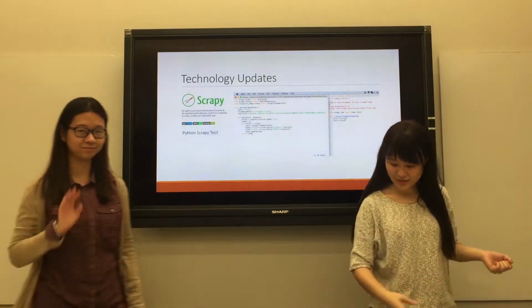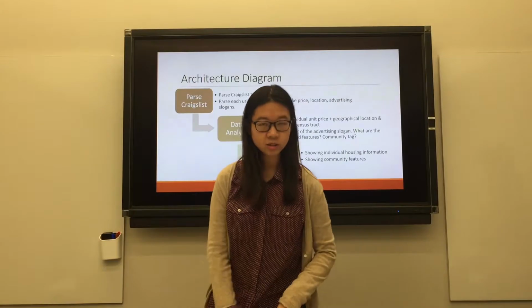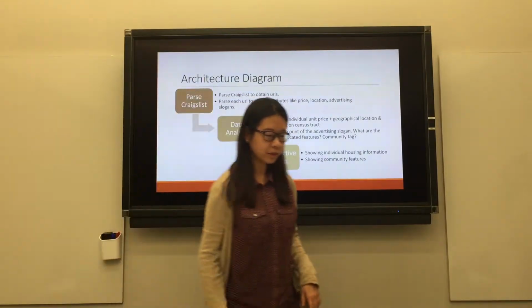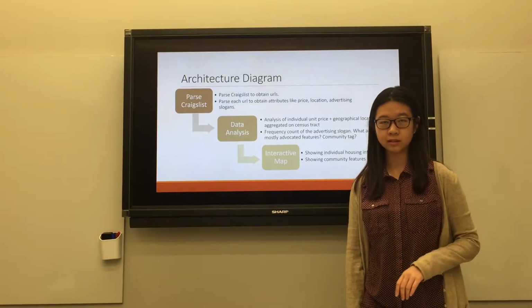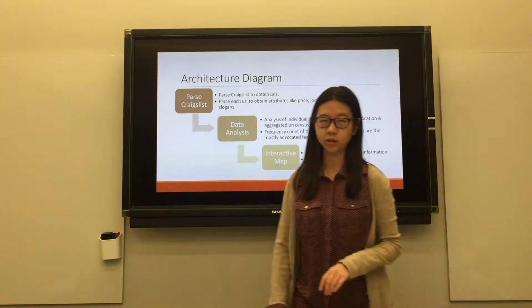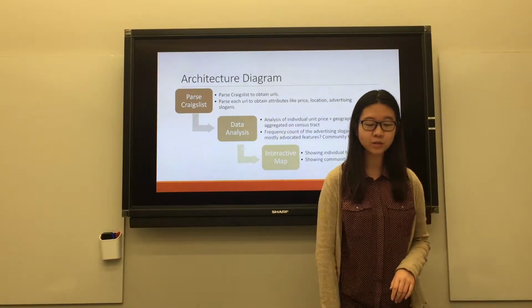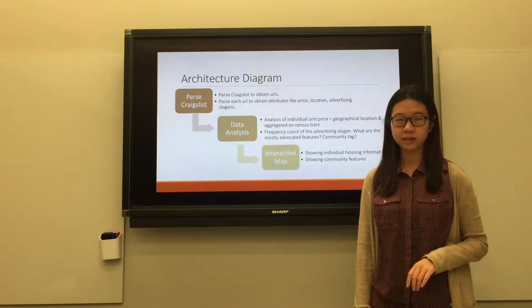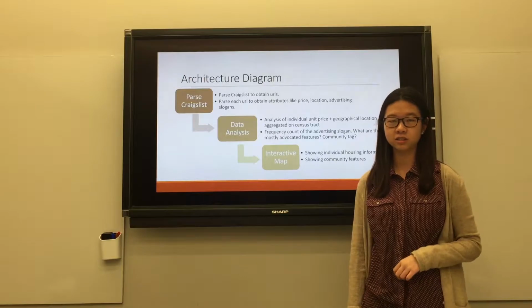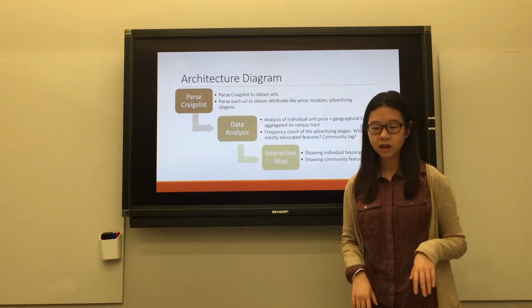So Shunan will continue. Okay, so this is the architecture diagram. First, we want to parse Craigslist to get URLs for all the units that satisfy our location choice. And then we want to parse each URL to look at the attributes like price, location, and advertisement slogan.